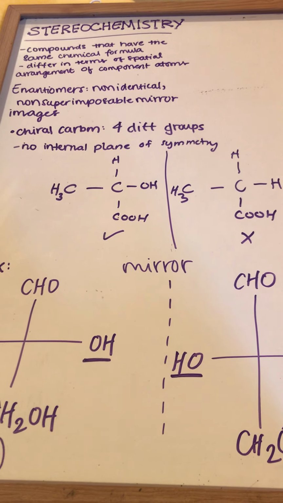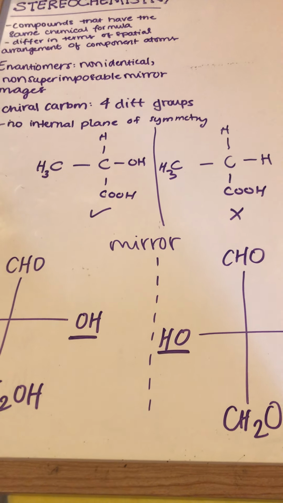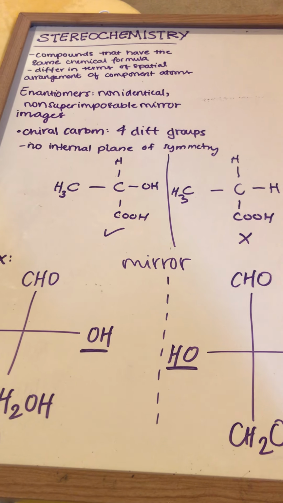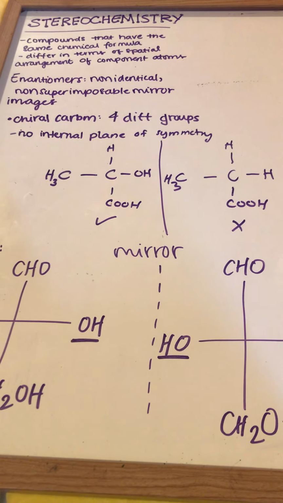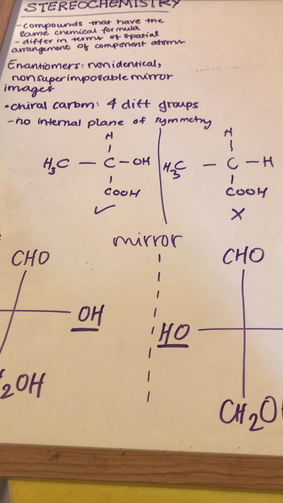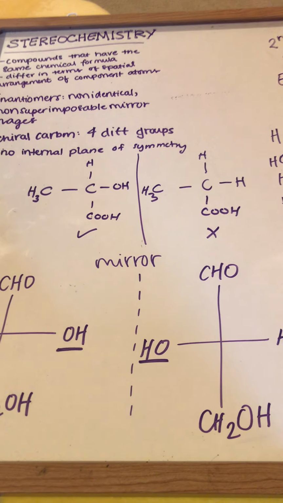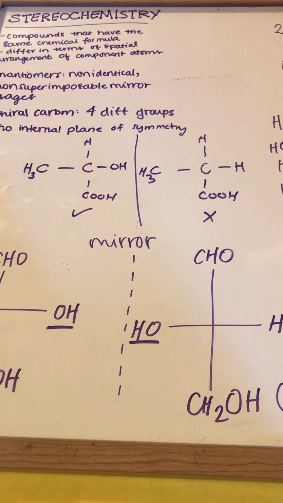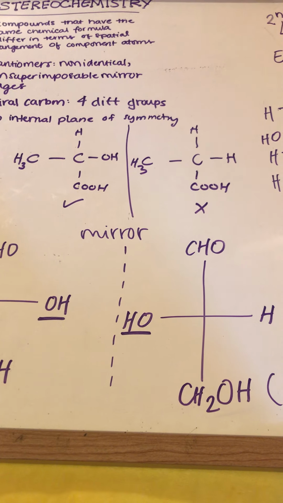So that's what I mean when I say non-superimposable. So, a chiral carbon: you can only have an enantiomer if you have a chiral carbon. So what is a chiral carbon? A chiral carbon is basically a carbon that has 4 different groups attached to it, and there is no internal plane of symmetry. To give you a little example, I drew out a random molecule that I don't even know if it really exists anywhere.